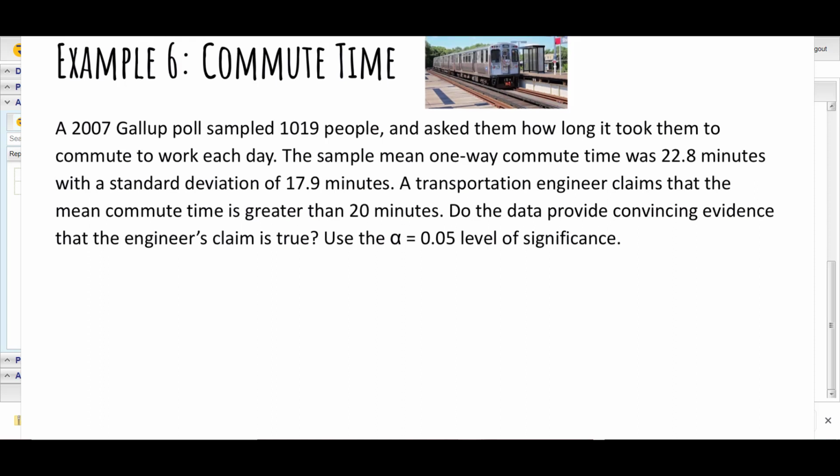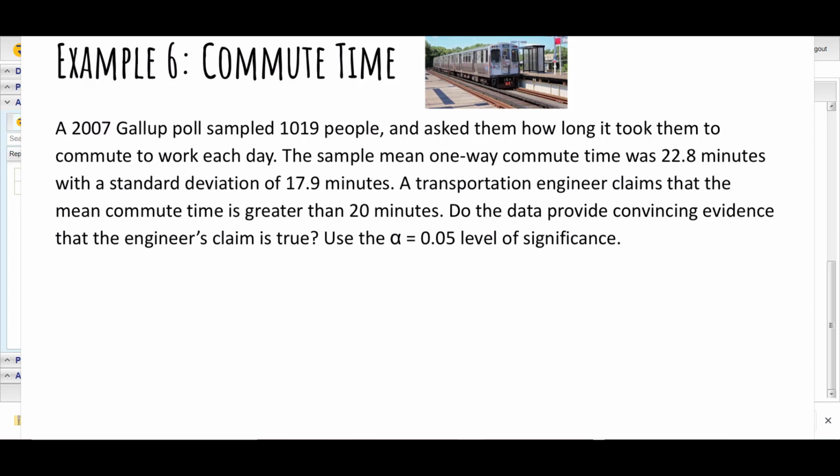A 2007 Gallup poll sampled 1,019 people and asked them how long it took them to commute to work each day. The sample mean one-way commute time was 22.8 minutes with a standard deviation of 17.9 minutes. A transportation engineer claims that the mean commute time is greater than 20 minutes. Did the data provide convincing evidence that the engineer's claim is true?